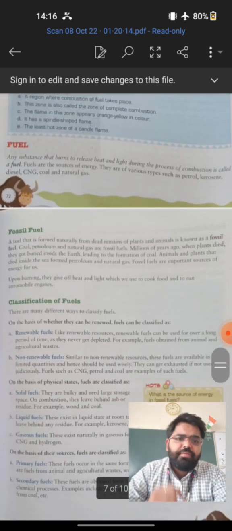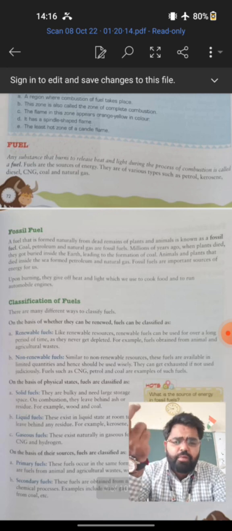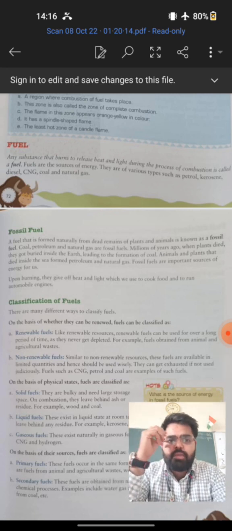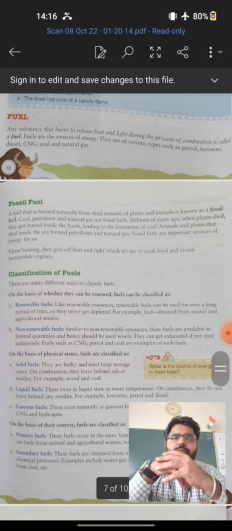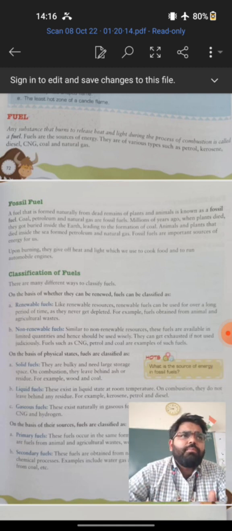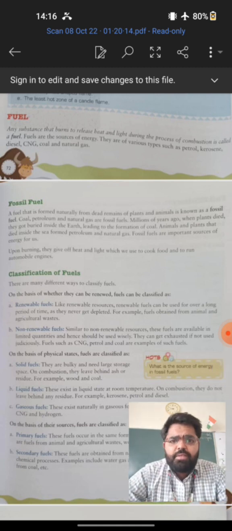Now there are certain basic definitions that we have seen in previous classes in geography and social science also. What are fuels? Fuels are the substances which burn, thereby giving us light and heat. And then we have fossil fuels. They are the ones which we have obtained from the remains of dead plants and animals which were buried under layers of earth millions of years ago. Examples are petroleum, natural gas and so on.